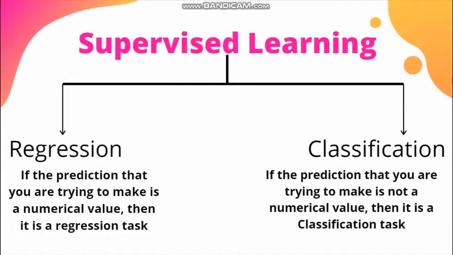So supervised learning is of two types. One is regression and the other is classification. So what is regression? If the prediction that we are trying to make is a numerical value, then it is a regression task. And what is classification? If the prediction that we are trying to make is not a numerical value, then it is a classification task. Let's look at an example.